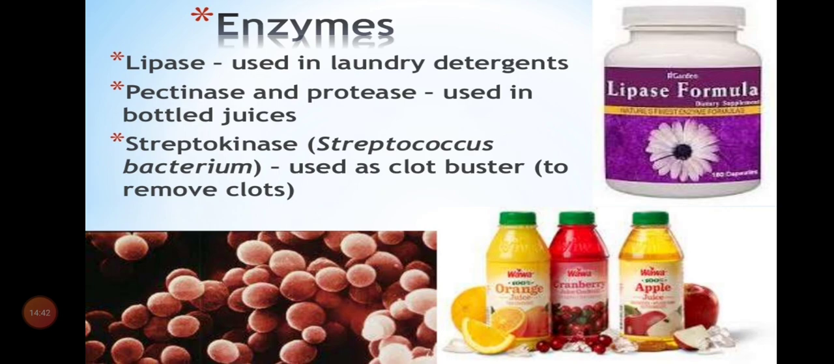Now, lipase. Lipase is an enzyme. It is used in laundry detergents. It helps to remove so much dirt which is present in your clothes, so it can be used in laundry detergents. And pectinase and proteases are used in bottled juice. Now look at the orange juice, apple juice and strawberry juice we get. They are all very plain, children. No cell debris will be there. How are we getting all these plain, neat juices? Because they use pectinase and proteases.